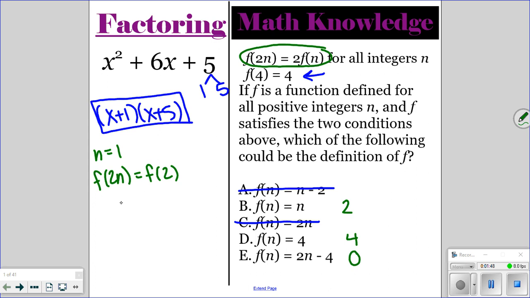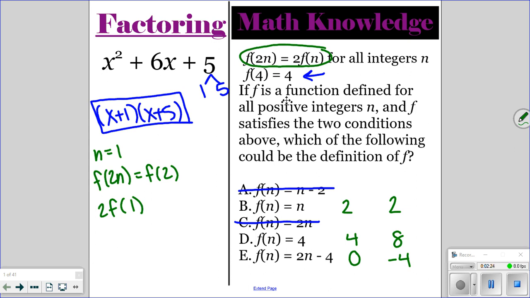Okay, and then I'm going to do 2 times f of 1 because our n value is 1. So on this one, our n is 1. And then we multiply that value by 2. So we get 2. On this one, our n value is 1. And so we get 4. And then we multiply our 4 by 2, which gives us 8. And then on this one, our n value is 1. So 2 times 1 is 2 minus 4 is negative 2. And then we multiply it by 2 to get negative 4.